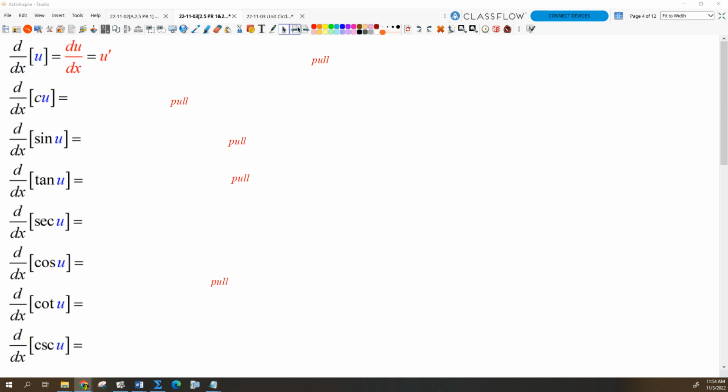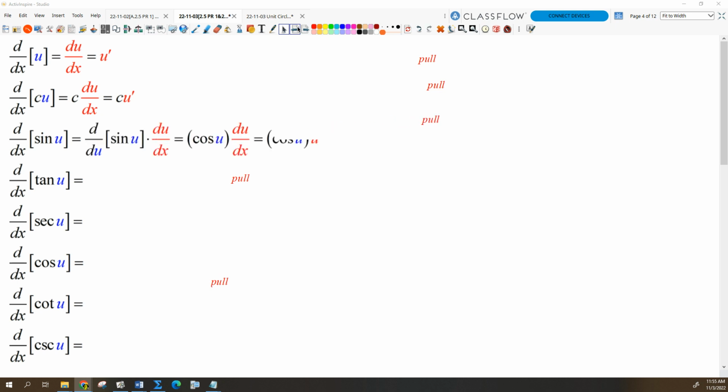The derivative with respect to x of c times u just becomes c times du dx, so it's c u prime. So that's our new formula, our chain ruleified formula. The derivative with respect to x of sine u is cosine u times the derivative of what's inside, which is u prime. Okay, we'll look at this in more detail tomorrow.